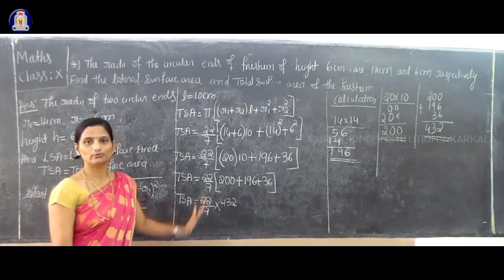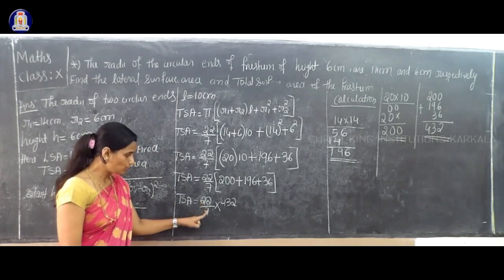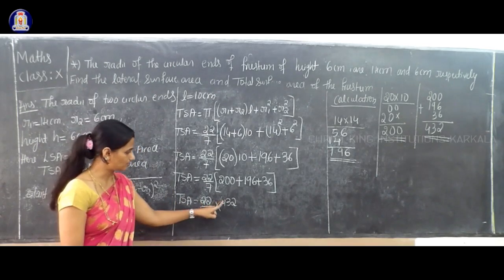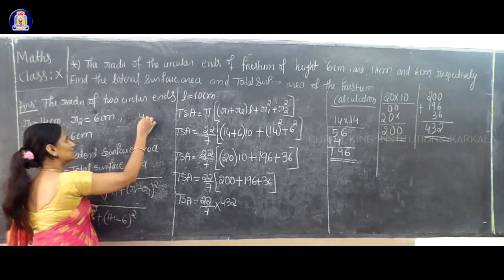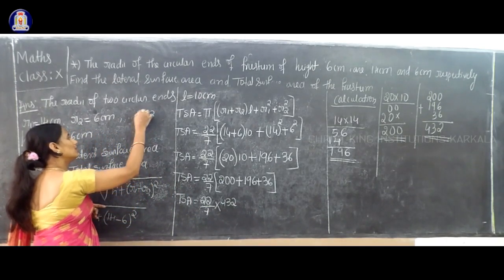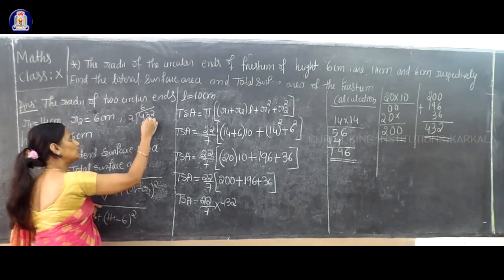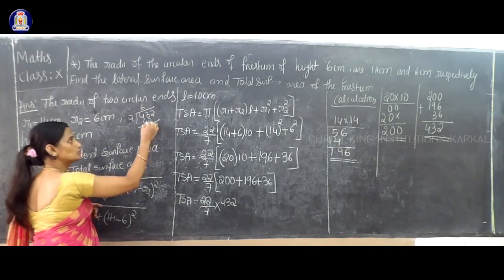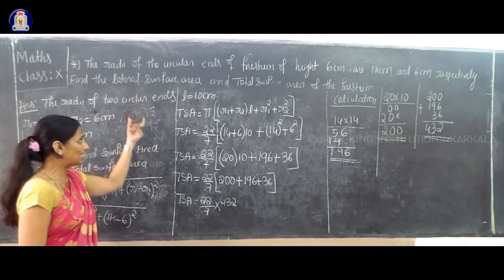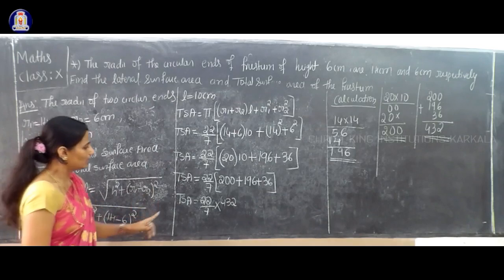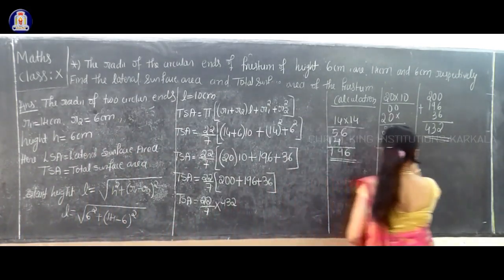Now how to simplify here? 22 into 432. So is it possible to divide 22 divided by 7? Not possible. 432 divided by 7, is it possible? Just I'll check here. 432 divided by 7. 7 6s are 42, 1 remainder 2. So not possible. We don't get the proper answer, we get a remainder. So leave it. So just multiply 22 into 432. So I multiply here.